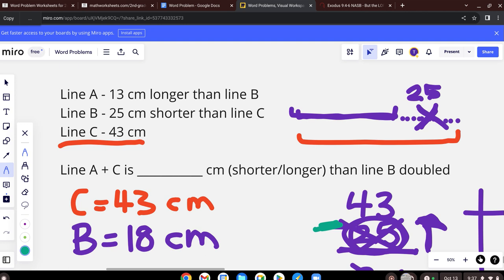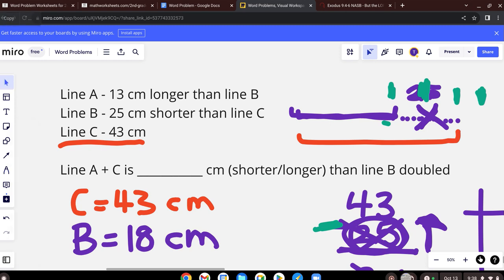So we know that line B is here, the purple one, right? So it can be here, or it can even be over here. It can be shorter than line C, equal to line C, or more than line C. We don't know yet. We will know when we calculate, right?